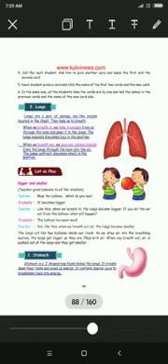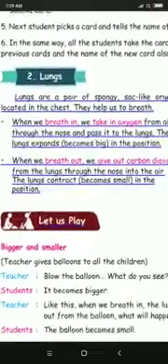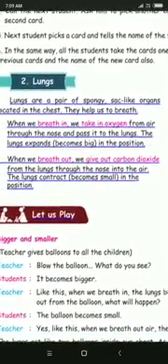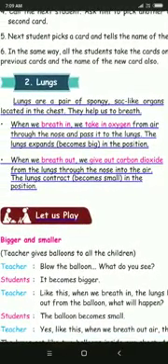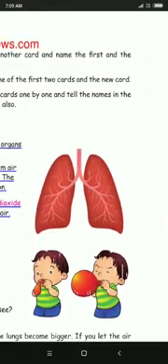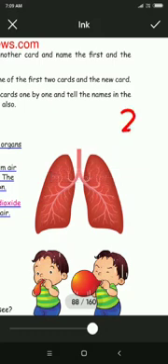Second, when we breathe out, we give out carbon dioxide from the lungs through the nose into the air. The lungs contract, becoming small in position. How do you get oxygen? We get oxygen from the air. Once again I repeat, this is the structure of the lungs. How many lungs do we have? We have two lungs. One is on the left side, another one is on the right side.